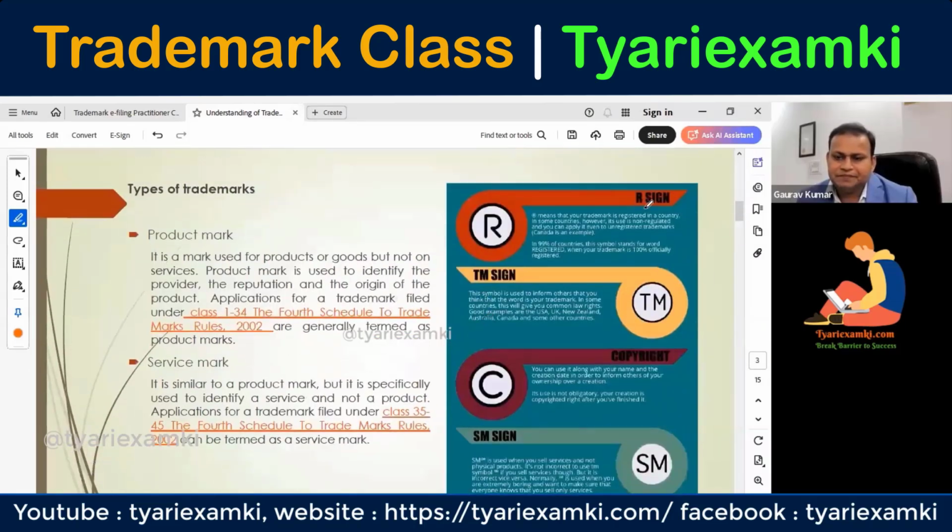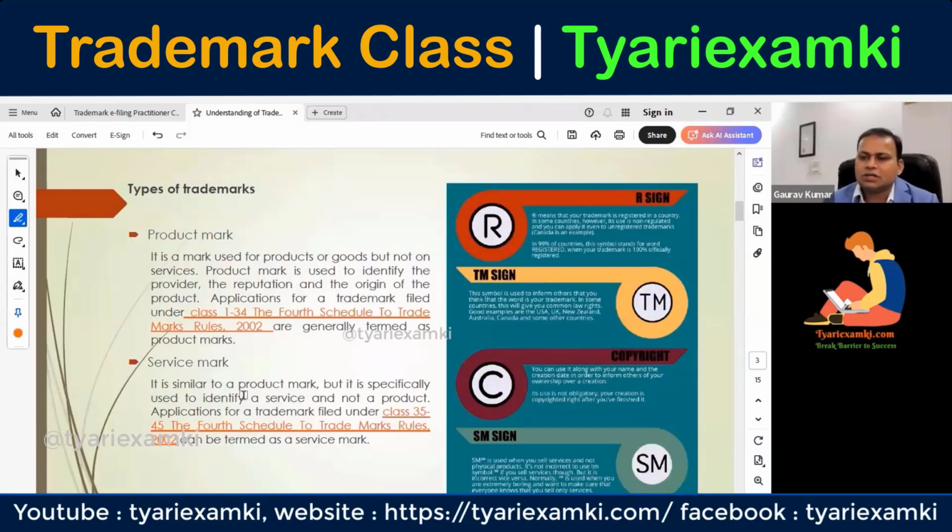Now, in the second slide, there are two types of trademark: the product mark and the service mark. Whenever we apply for a trademark for any kind of product, we take it as a product mark. When we are a service provider and register a trademark for that service, it is a service mark. Like Lux, Pepsi, Sony, these are product manufacturers.